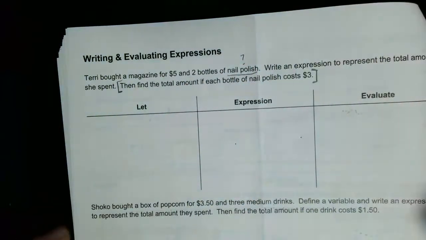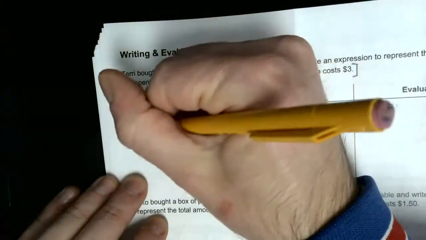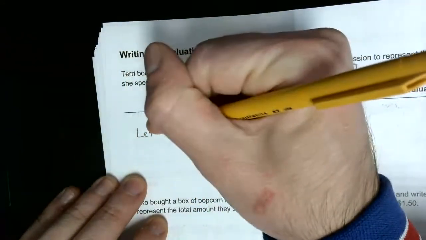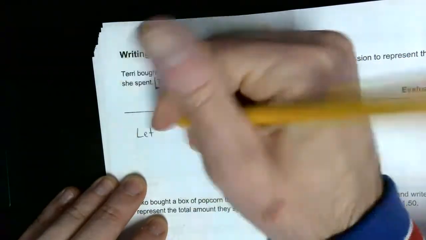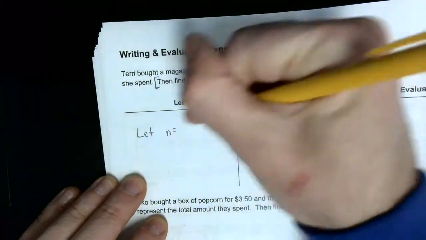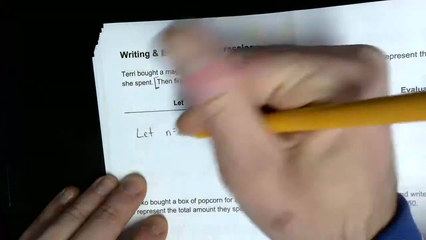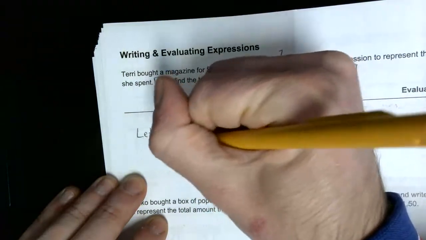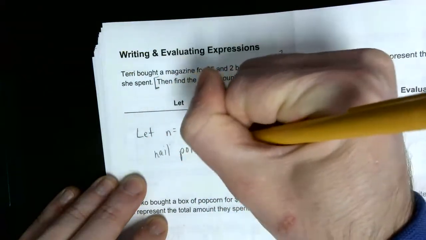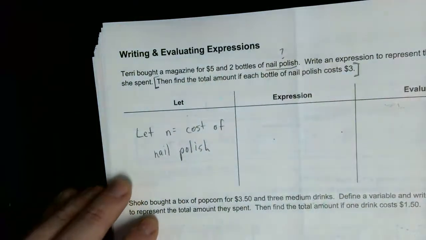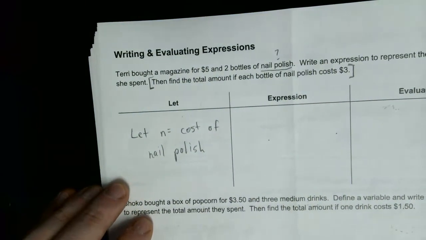So we're going to pretend that we don't know the cost of the nail polish. So that's going to be our let statement. We're going to let, I don't know, let's do N equal cost of nail polish. N is the cost of the nail polish.